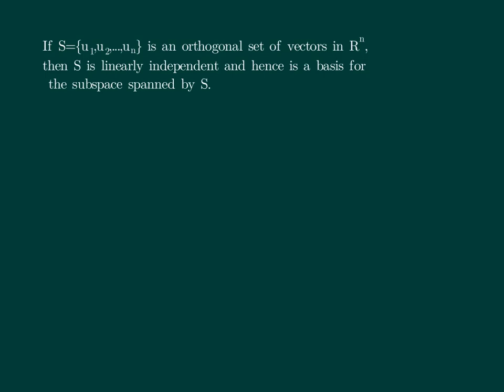We know orthogonal is basically an idea of perpendicular, but it says that u1 dot u2 is equal to 0, for example, and u1 dot u7 is equal to 0. Basically, if you just take any two of these vectors and find the inner product, you're going to get 0.